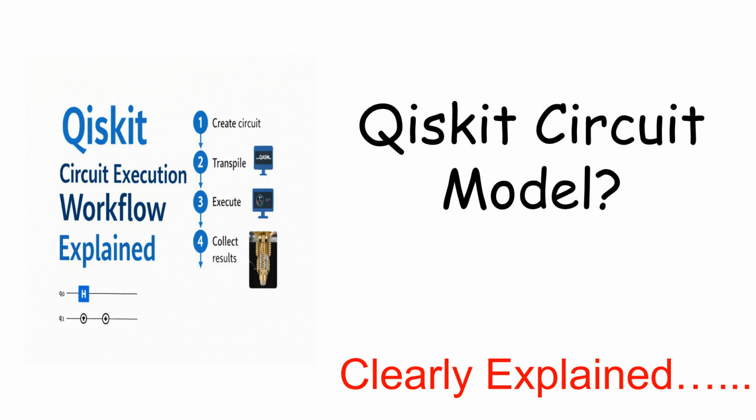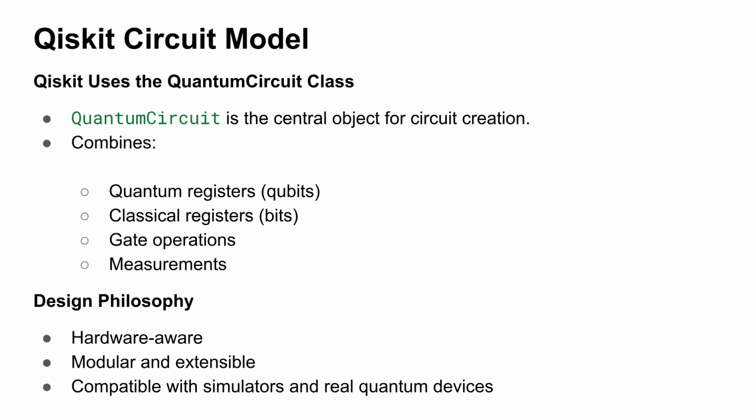This video will clearly explain the Qiskit circuit model, which is essential for quantum computing. Qiskit uses the QuantumCircuit class, which is the central object for creating circuits. It combines quantum and classical registers, gate operations, and measurements. The design is hardware-aware, modular, and compatible with both simulators and real quantum devices.